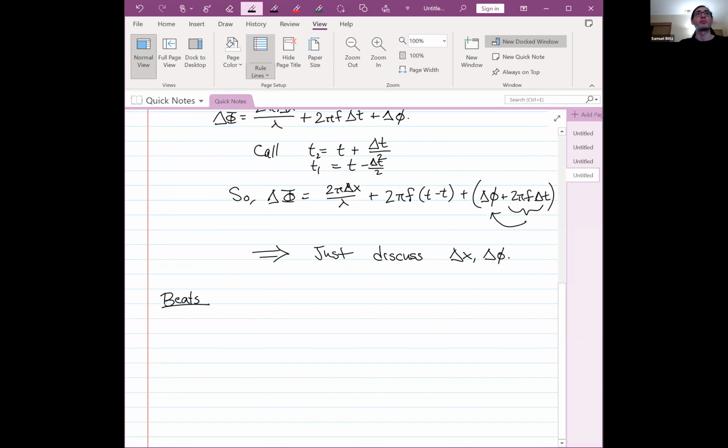This produces this notion of Beats. And I think Beats is covered in, yeah, it's also in section 2.3.